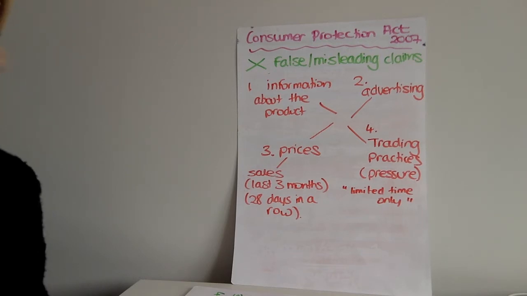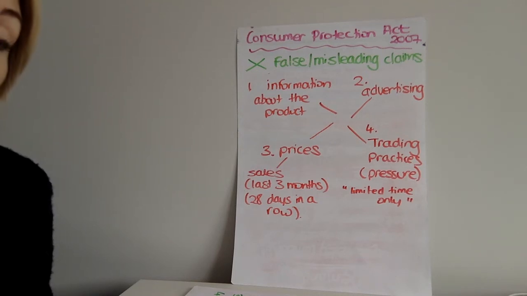Okay, thirdly is in relation to prices, and this tends to kick in a lot when we see sales. Okay, so sometimes you'll see was €15, now €10. If a company is going to advertise like that, the product has to have been at the original price, so the €15, for at least 28 days in a row over the previous 3 months. So they can't just suddenly say this was €100, now it's 80, if it's never been on sale in their shop for €100.